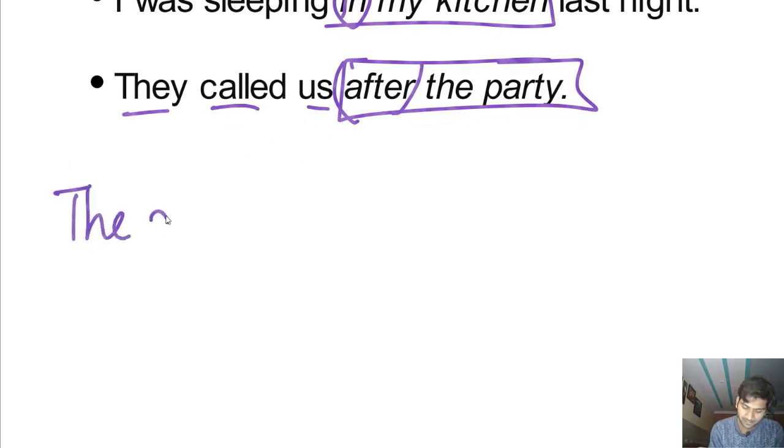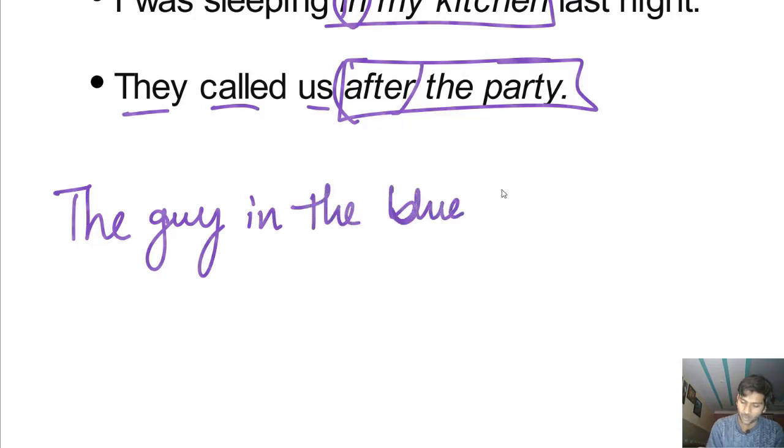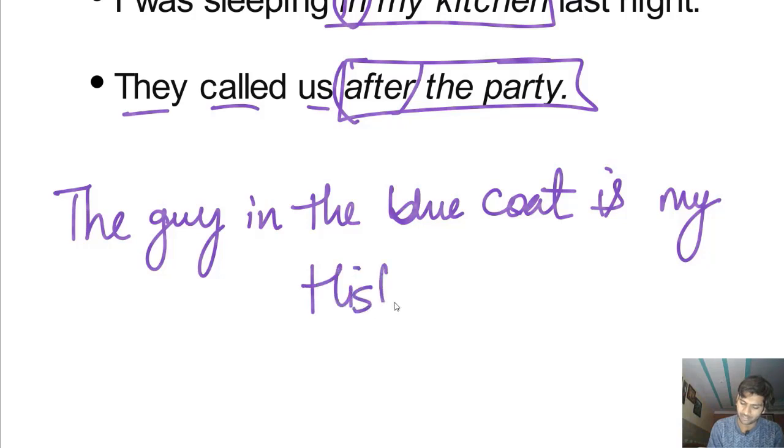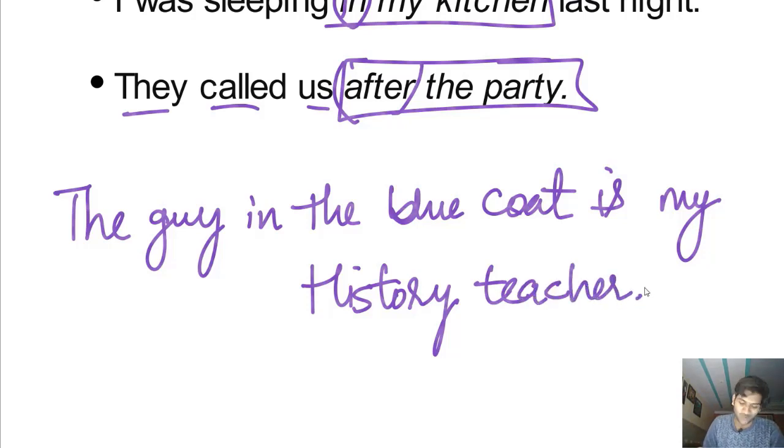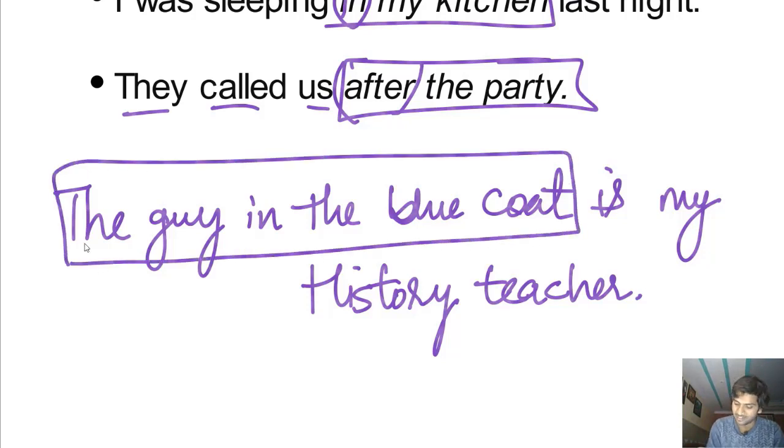The guy in the blue jacket or in the blue coat is my, let's say, history teacher. Kids, go away. They won't. So the subject is the guy in the blue coat. Is is the linking verb. My history teacher is the subject complement, a noun phrase.